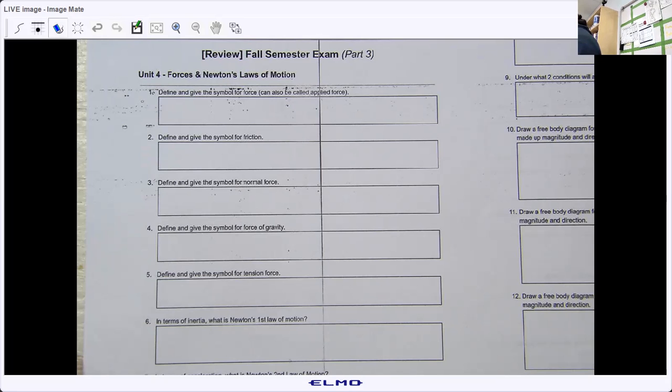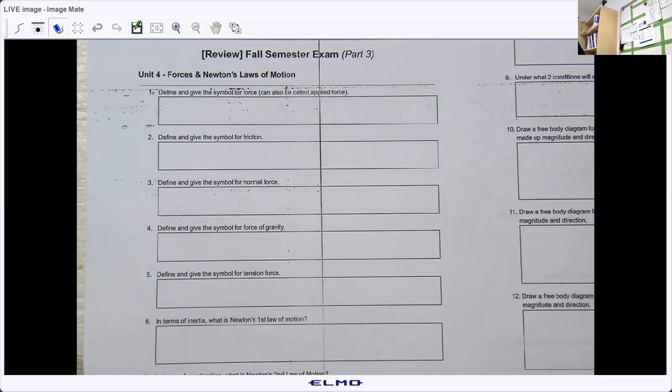Define and give the symbol for normal force. Normal force is F of lowercase n. Define and give the symbol for force of gravity. You can write F of lowercase g. Define and give the symbol for tension force. F of uppercase T, capital T. Right? So these are the different types of forces that you could see whenever you're dealing with free body diagrams.